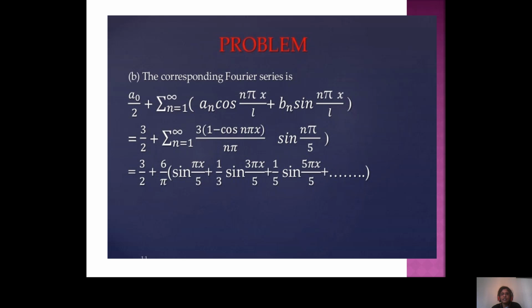So that is equal to 3 by 2 plus 6 by pi into sine pi x by 5 plus 1 by 3 sine 3 pi x by 5 plus 1 by 5 sine 5 pi x by 5 plus and so on. Like that you get the terms.